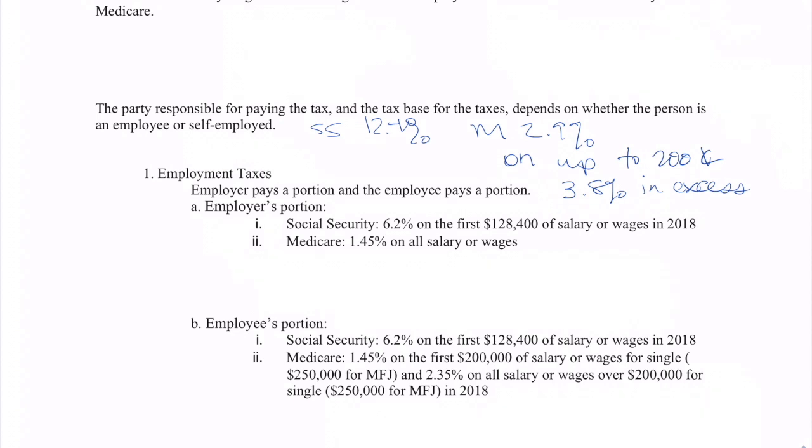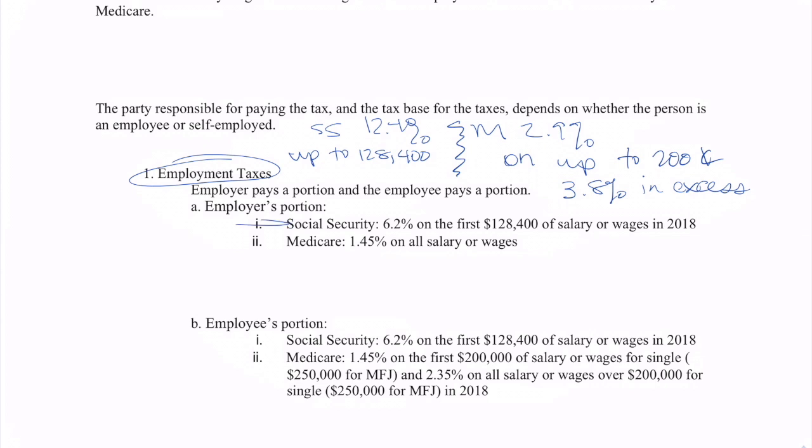Okay, and maybe if I flip back to Social Security, we can talk about that for a second. It's 12.4% on the tax base up to $128,400 in income. So you can keep those separate in your mind. We're first going to think about employment taxes. The employer pays a portion and the employee pays a portion.